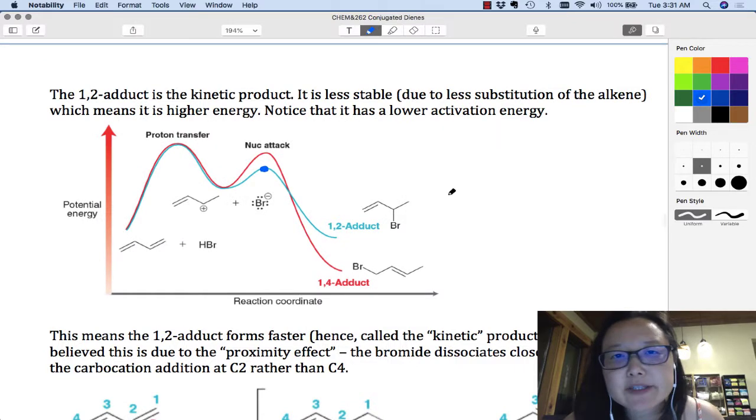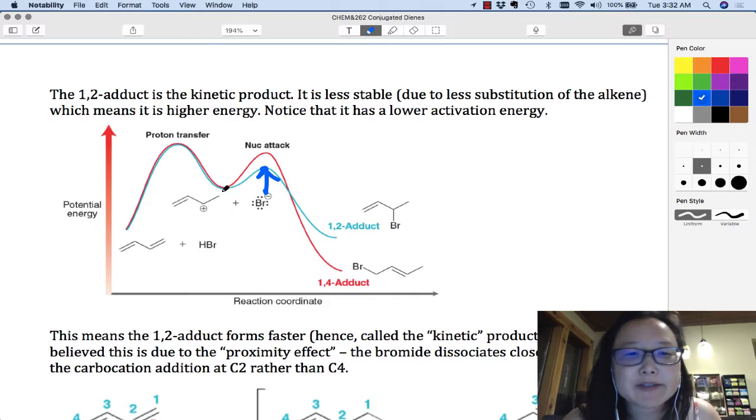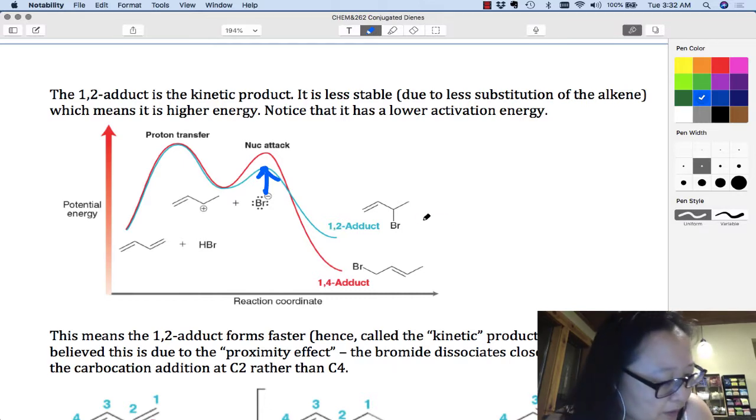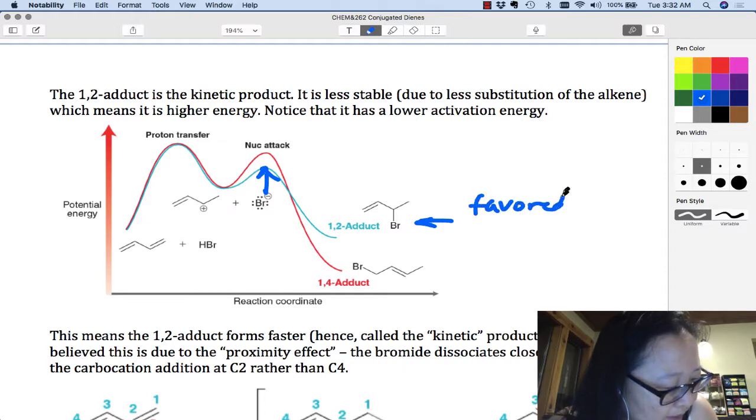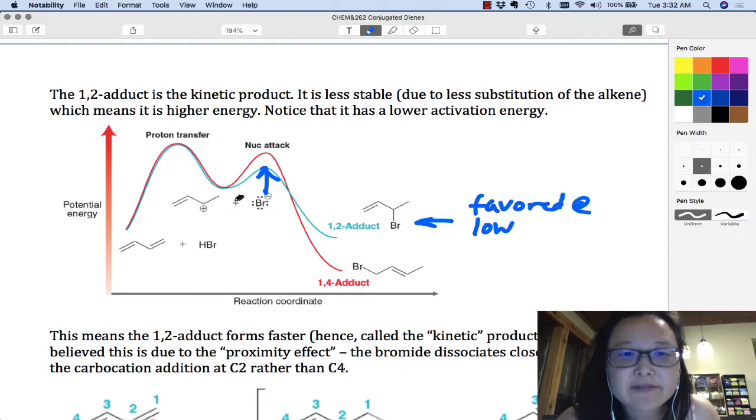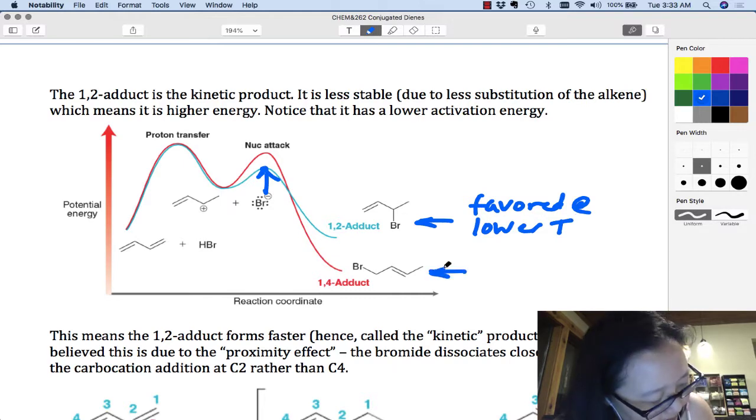Now what does this have to do with temperature? The less energy you have available because you're running a reaction at lower temperature means you're more likely to take the pathway with the lower activation energy to begin with. So that's going to be the 1,2 adduct. This is going to be favored at low temperature because you can achieve this activation energy at lower temperature. However, at higher temperature, the thermodynamic product is favored.